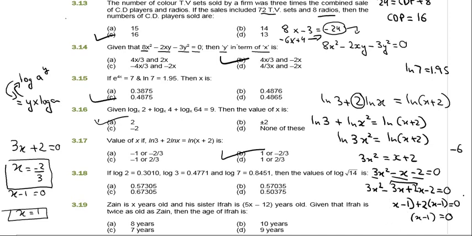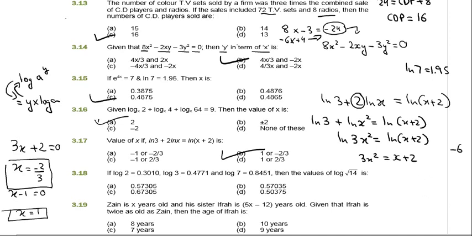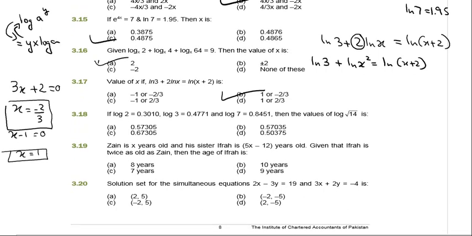Moving on to 3.18. 3.18 says that log 2 is equal to something, log 3 is equal to something, log 7 is equal to something, and we have to find the value of log under root of 14. Now you can solve log under root of 14 on your calculator, but if a calculator is not allowed, what you will do is that log under root 14 can be written as log 14 power half. Applying log properties, we can write the power before the log and it will be half into log 14.